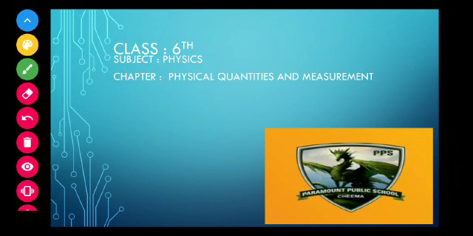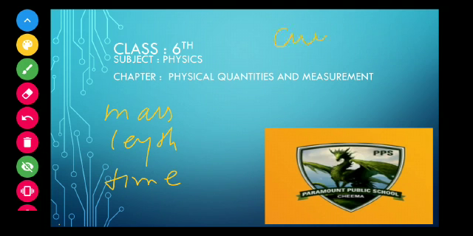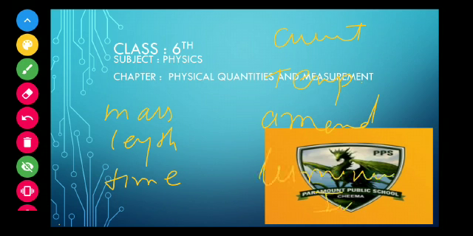This is the second lecture of this chapter, and in the previous lecture we studied the seven fundamental units. Your seven fundamental quantities are mass, length, time, current, temperature, amount of substance, and then the last is luminous intensity. These are the seven fundamental physical quantities.